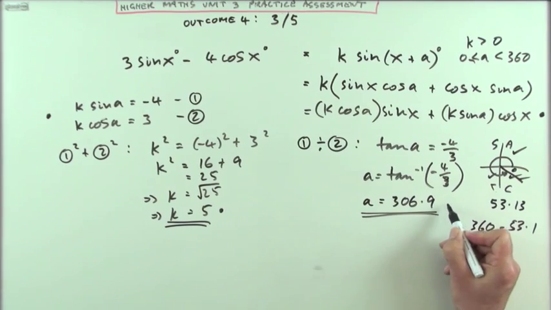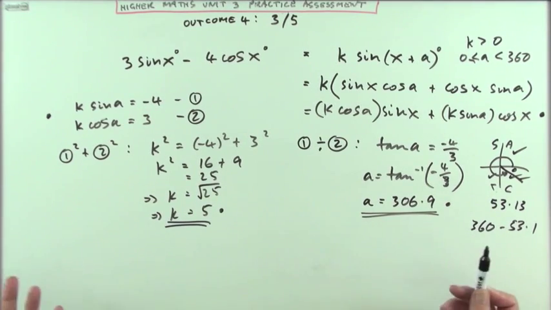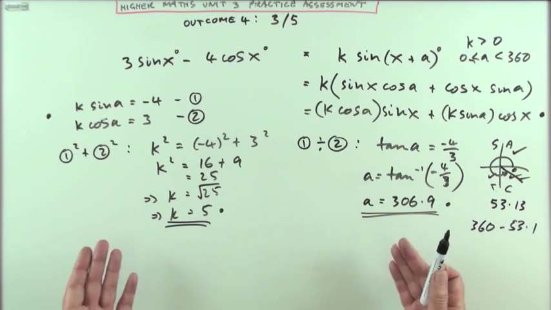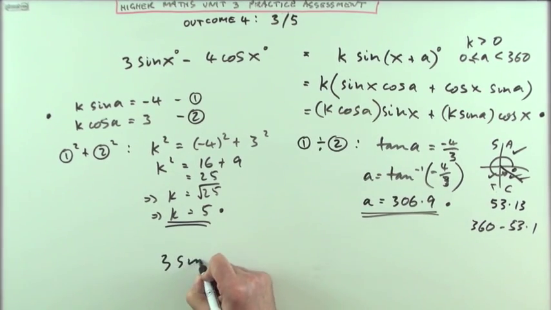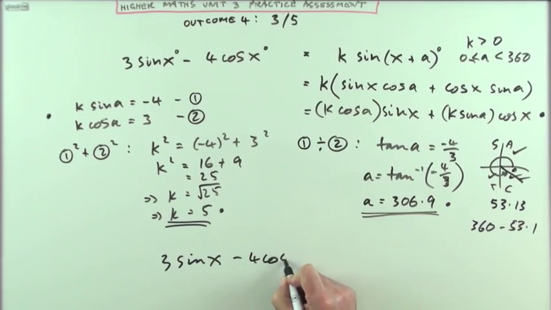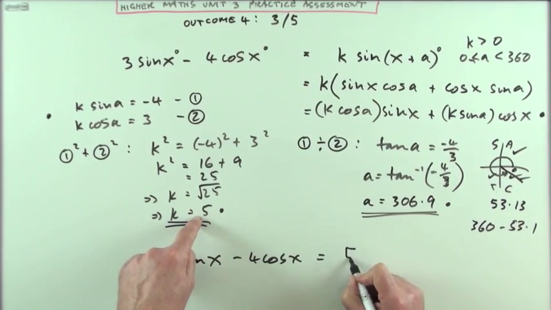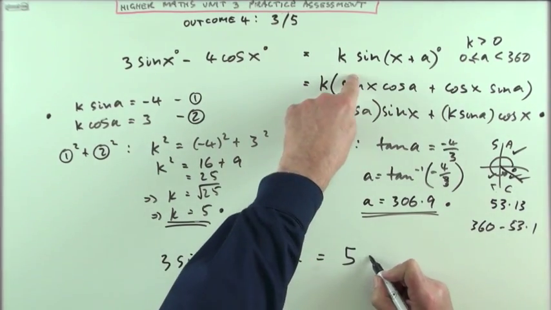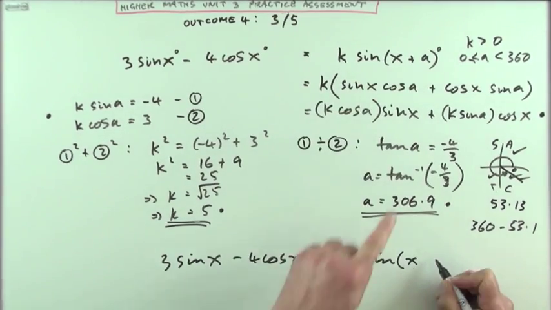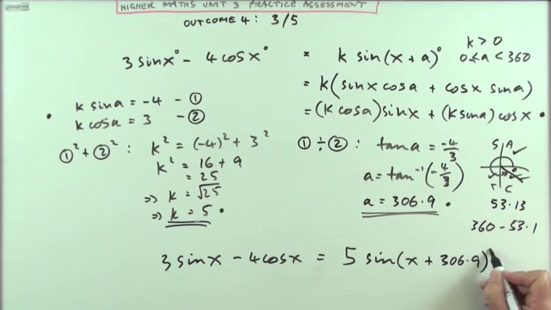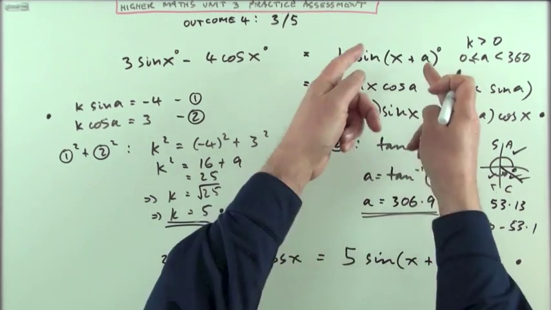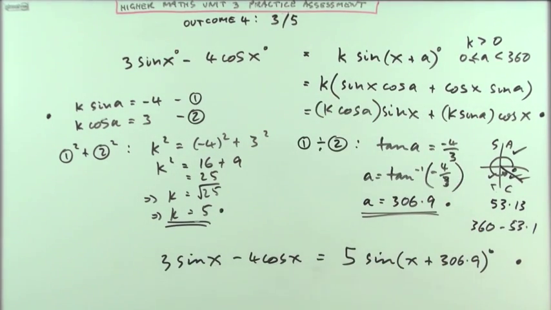Now that is the fourth mark. And the fifth mark is just for stating what you've already got, simply by writing that your 3 sin x minus 4 cos x is actually 5 times the sine of x, in this case plus 306.9 degrees. By making that statement, you get the final fifth mark for doing nothing apart from putting the numbers back into that. Still, why complain?